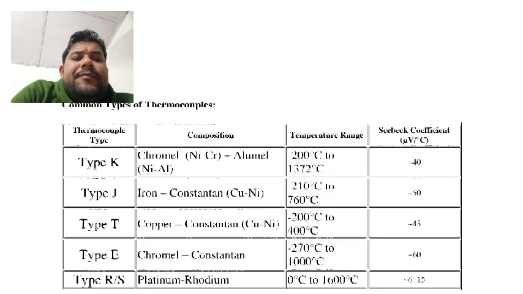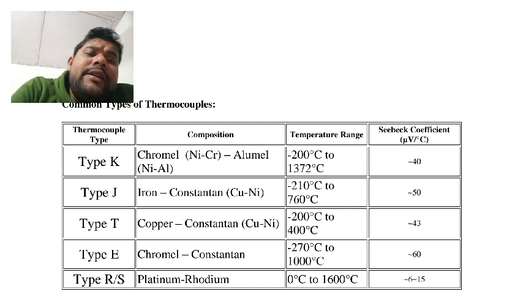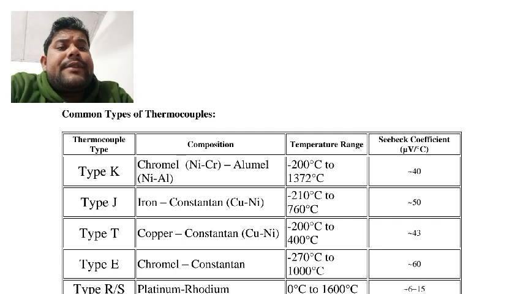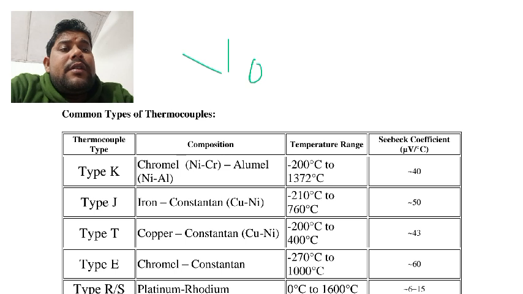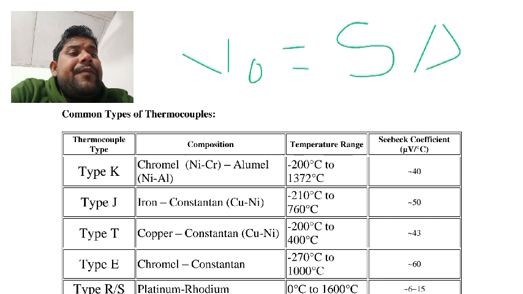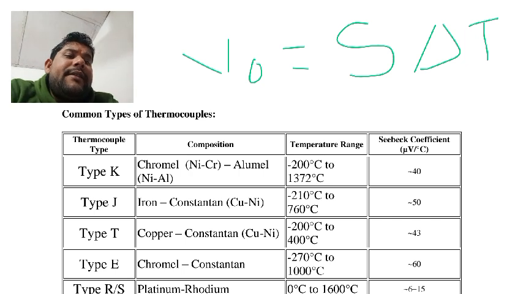A common type is the K type thermocouple, which uses chromel and alumel. Generally the temperature range is minus 200 to 1300 degrees Celsius. This is the J type. This is the sensitivity S. When we discuss the voltage, V equals S times delta T for any thermocouple, where delta T is the temperature difference between both junctions.